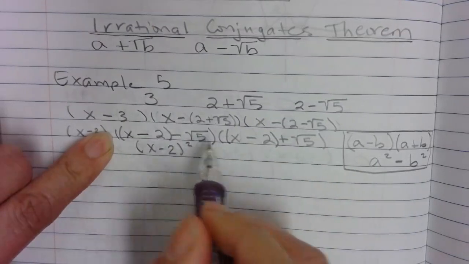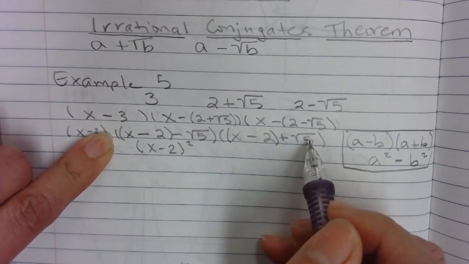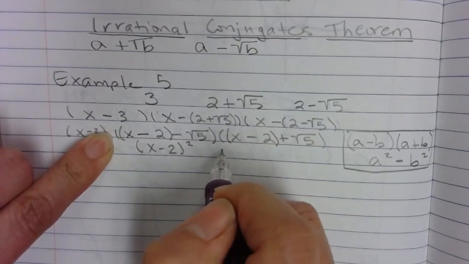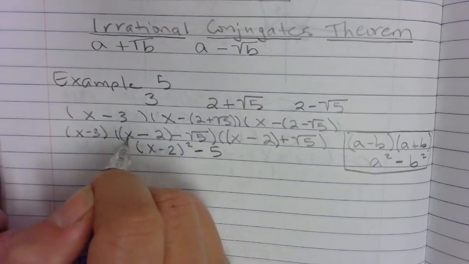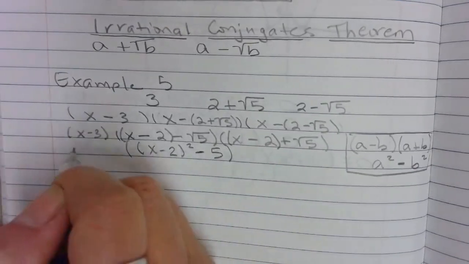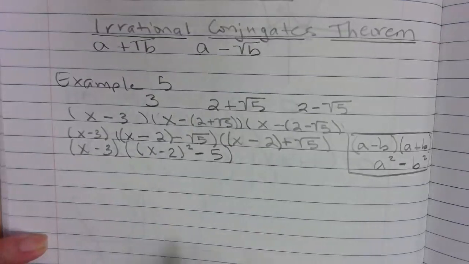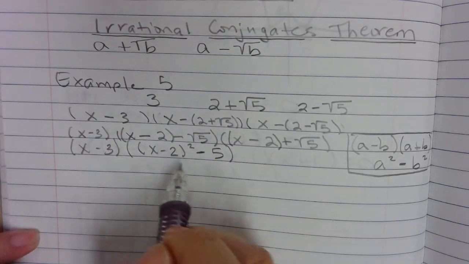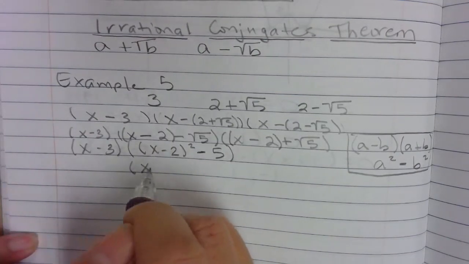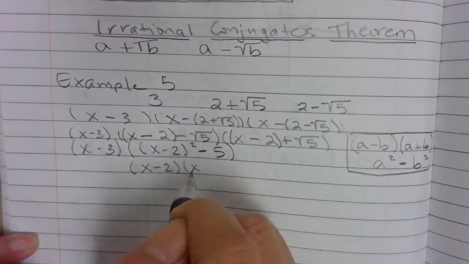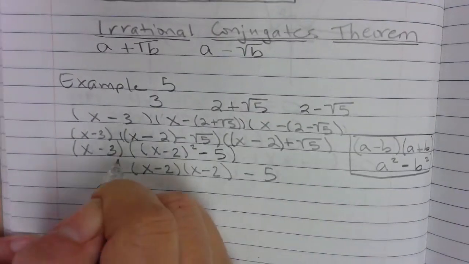I'm going to take this last term and square it. So the square root of 5 times the square root of 5 is just 5, and the sign in the middle is going to be subtraction. Okay, now before I multiply these together, I'm going to multiply this whole thing out first. So what it really looks like is this: x minus 2 times x minus 2 minus 5. So let's simplify that first.